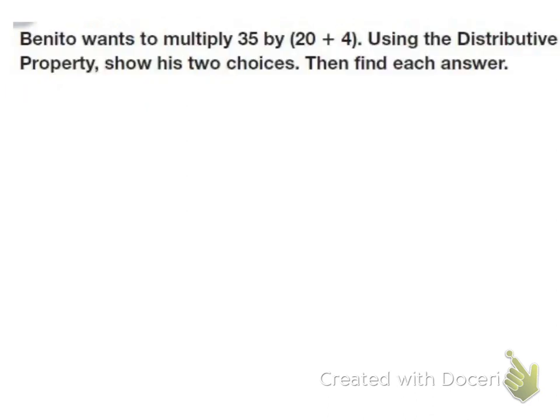All right, so for the next problem, it says Benito wants to multiply 35 by 20 plus 4. Using the distributive property, show his two choices, then find the answer. So the distributive property is what we've been doing so far. So what happens is, with the distributive property, I can solve this in one of two ways.